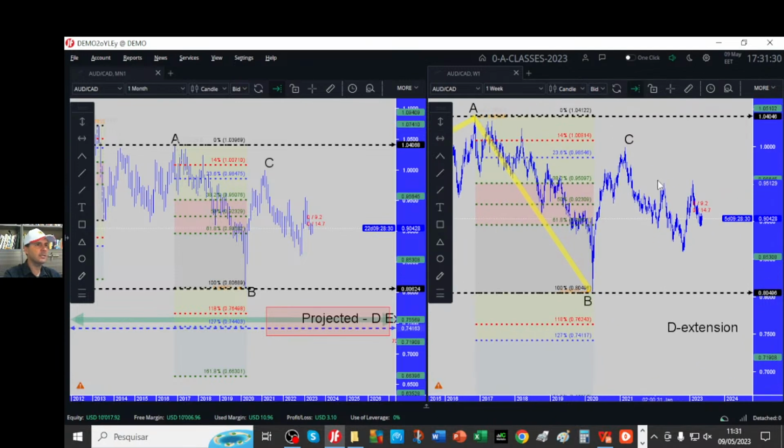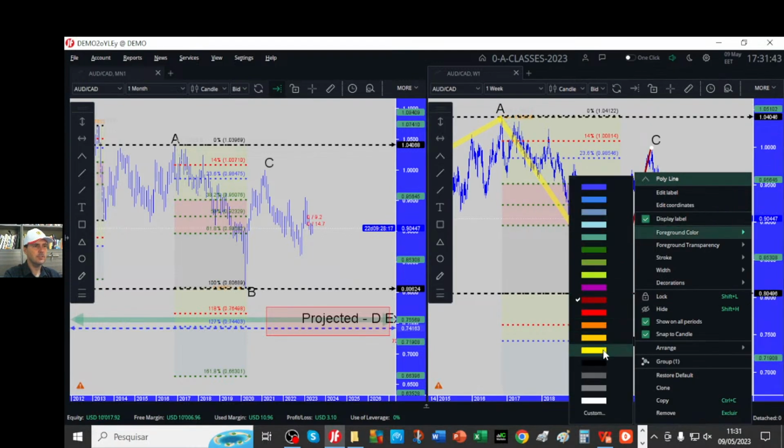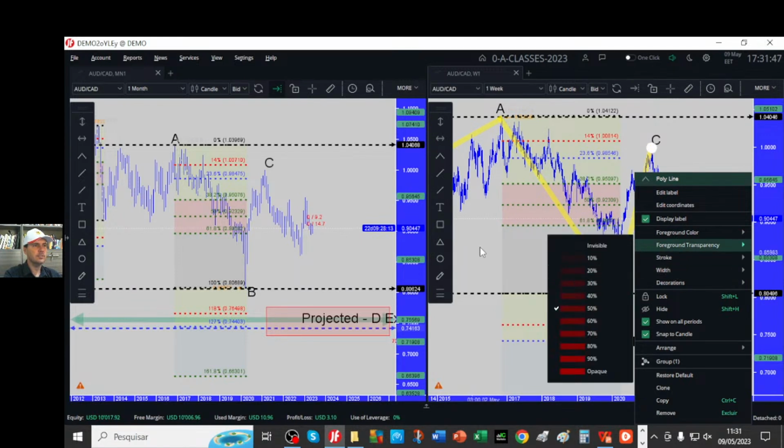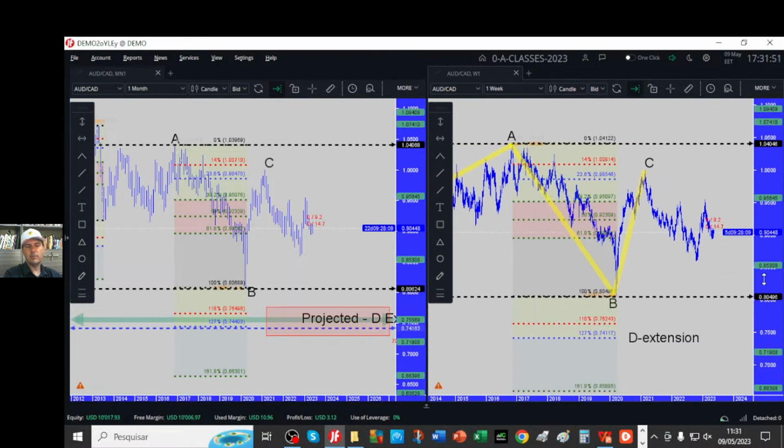ABCD, so one more time. The extension, it's down here. So we can also, there you go. This is the weekly chart. Here and here and here. Everybody, can you do this? Can you do this?